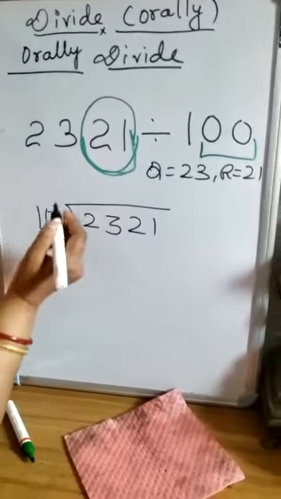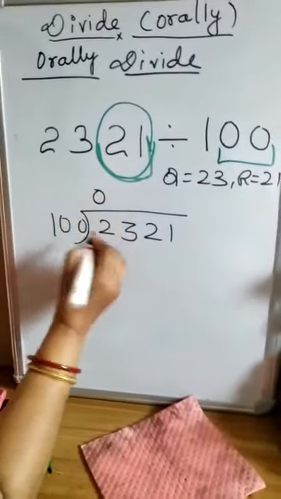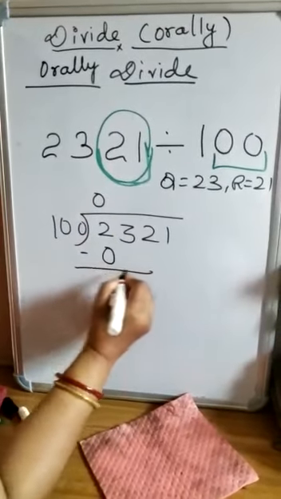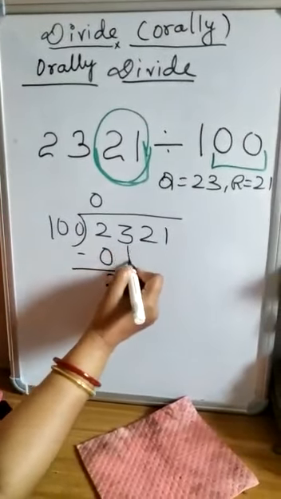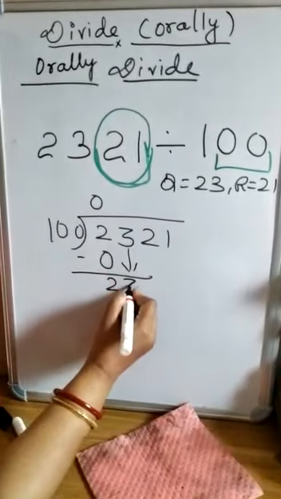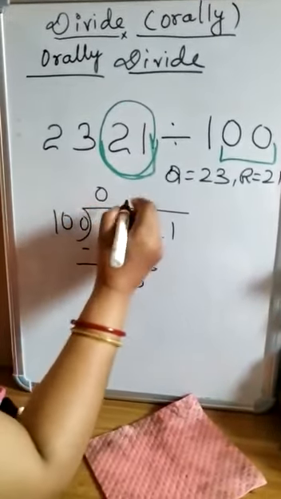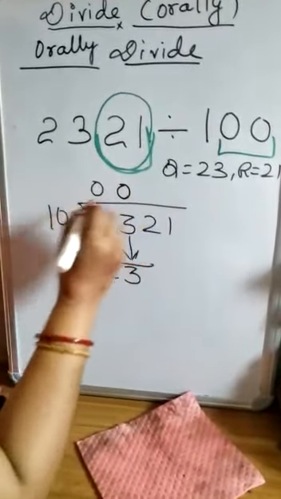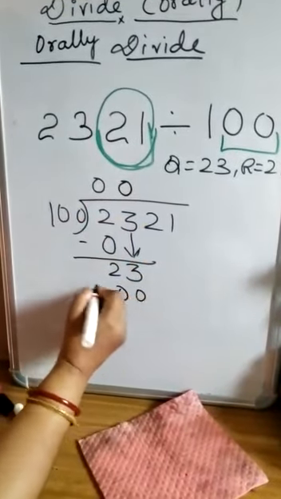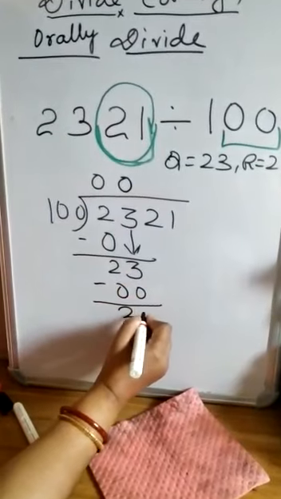2 is less than 100, so I will multiply with 0. 0 times 100 is 0. 2 minus 0 is 2. Now I will put down the 3. It now becomes 23. 23 is also less than 100, so I will multiply with 0 at the tens place. 0 times 100 is 0. Now 23 minus 0 is 23.